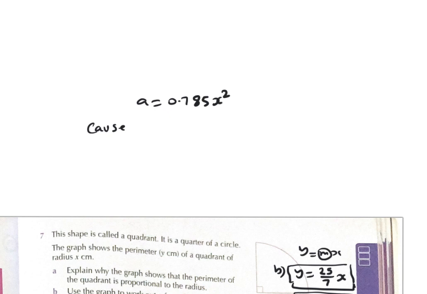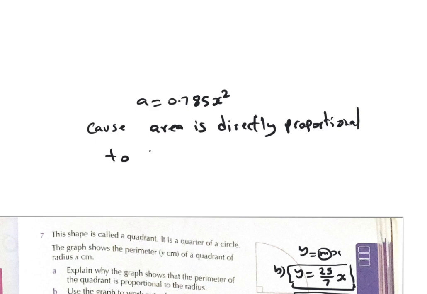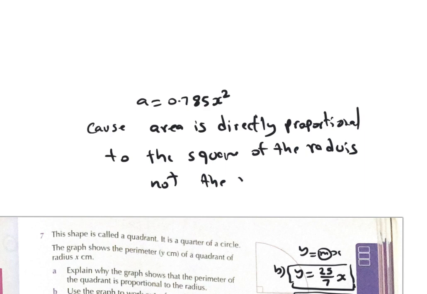Okay? Because area is directly proportional to the square of the radius, not the radius.